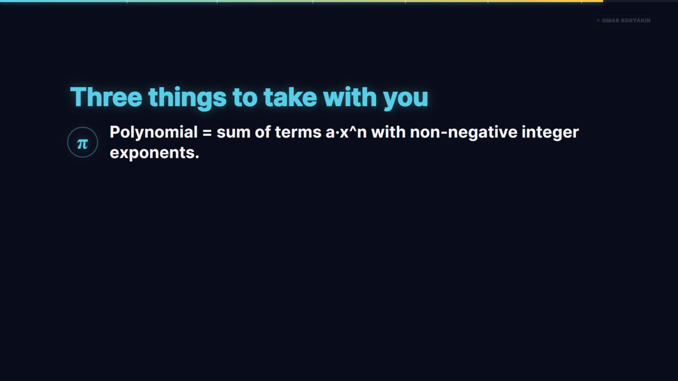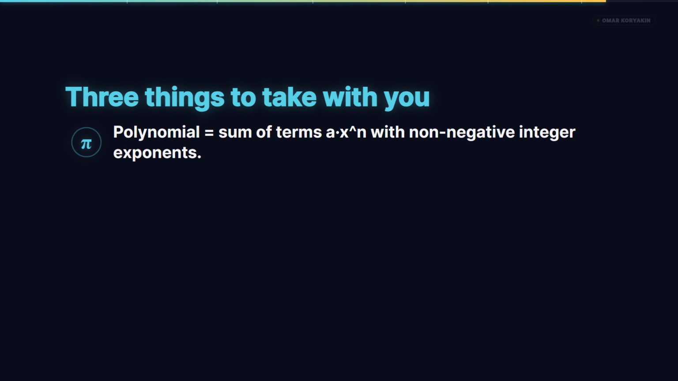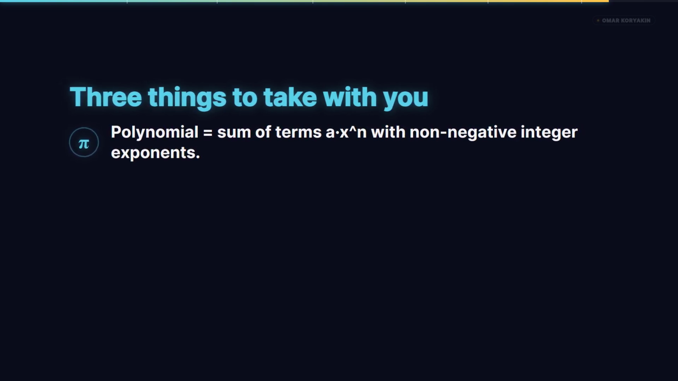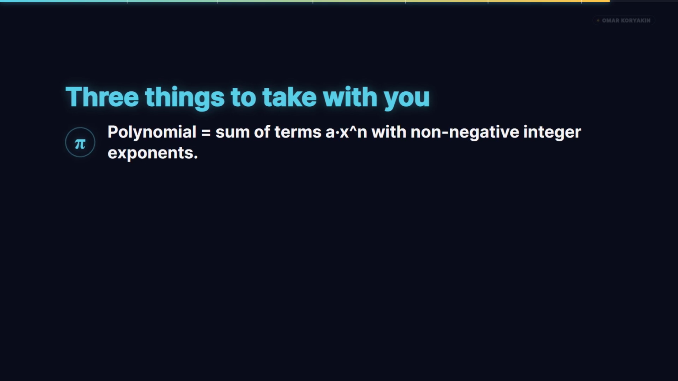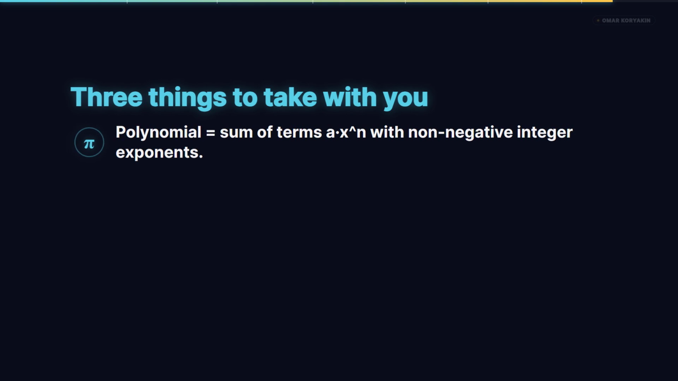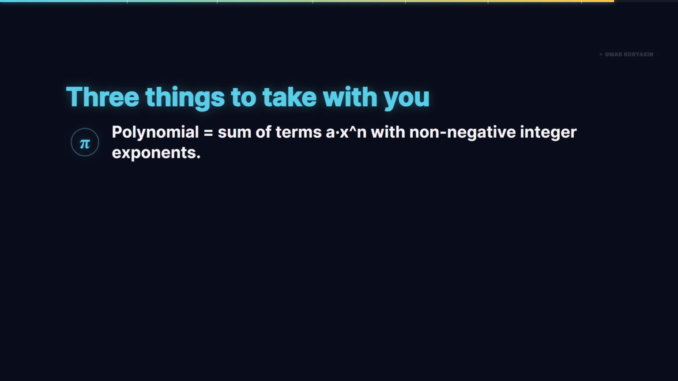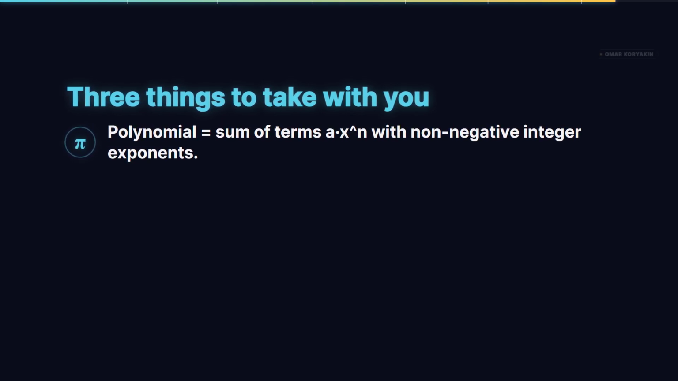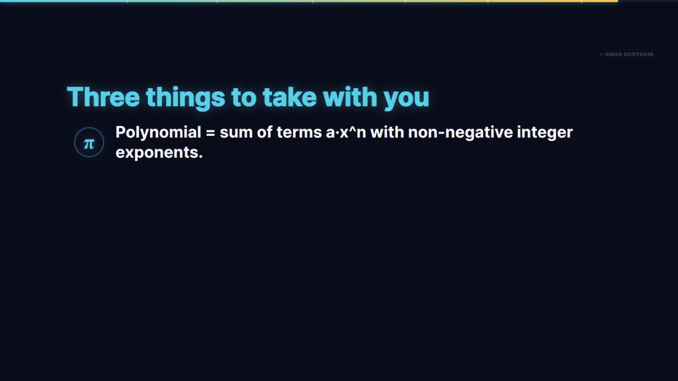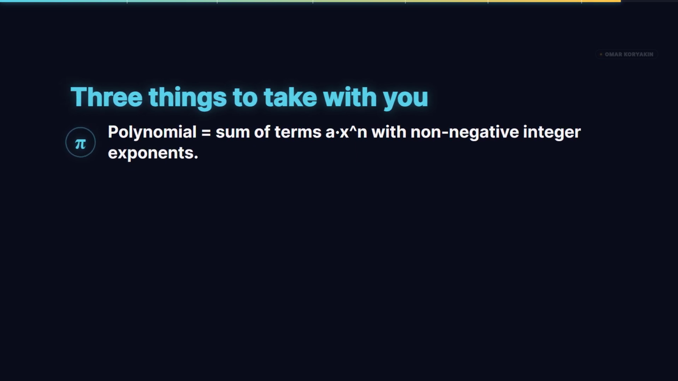First, a polynomial in one variable x is a finite sum of terms, where each term has the form coefficient times x raised to a non-negative integer power. The non-negative integer exponent rule is the one structural rule that defines the polynomial class. Anything with a negative exponent, fractional exponent, or variable exponent is automatically disqualified from being a polynomial and belongs instead to a different class of expression like rational, radical, or exponential.